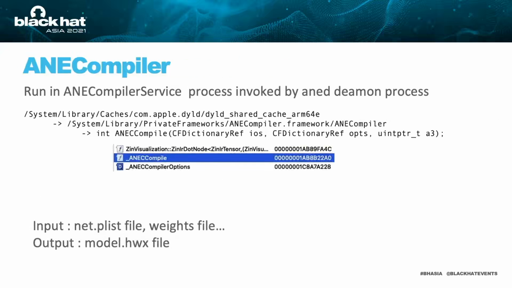After the pre-compilation is completed, the actual compilation will proceed. The actual compilation process is also in the ANE compiler service process. The code exists in the ANE compiler module and uses a function as the entry point. This function will compile neural network description files, network weights, and other files into a model.hwx file containing register writing.